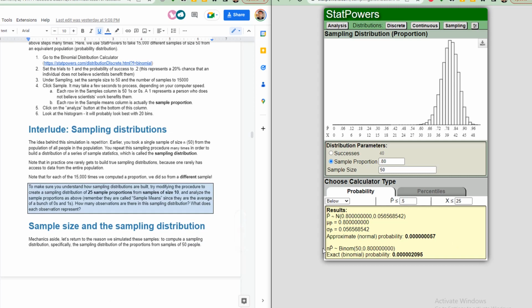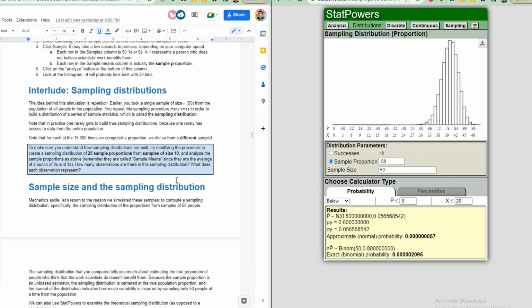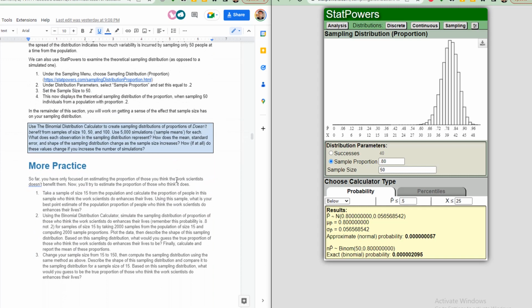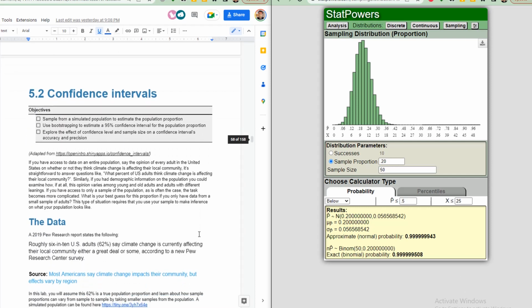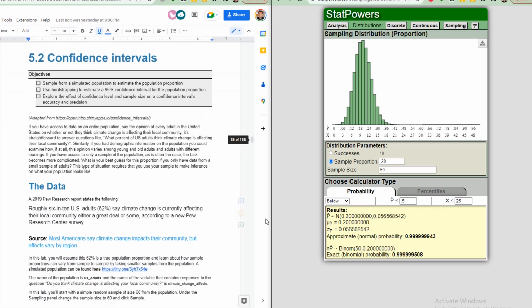I realize, of course, at this point, I was actually simulating the wrong proportion. I was doing the proportion for people who do believe science helps, and the instructions talk about using 0.2 for the probability that science does not. It's the same kind of shape, but it's actually the symmetric distribution. But the principle of what I was doing is the same, and the steps are pretty much the same. I think we'll move on to Lab 5.2 on confidence intervals.